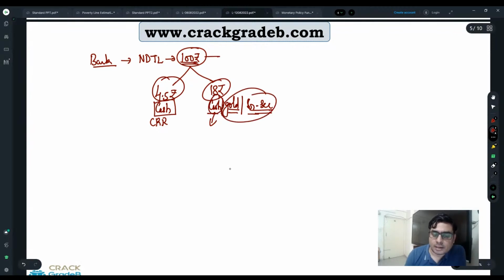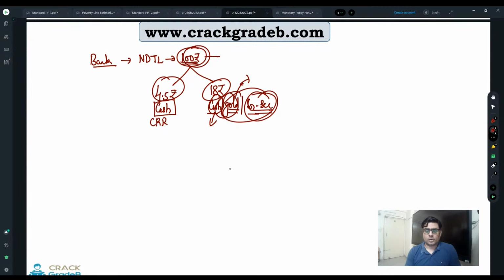Now what is the option with the bank? Gold or government securities. They can go for gold, right? But gold prices fluctuate in the market. So maybe at the time of maturity of this money, if the gold price decreases, then the bank is going to have a loss. So gold is a good option for the longer term, but in the shorter term, gold is not a good option. So what is left? Government securities. What are government securities?